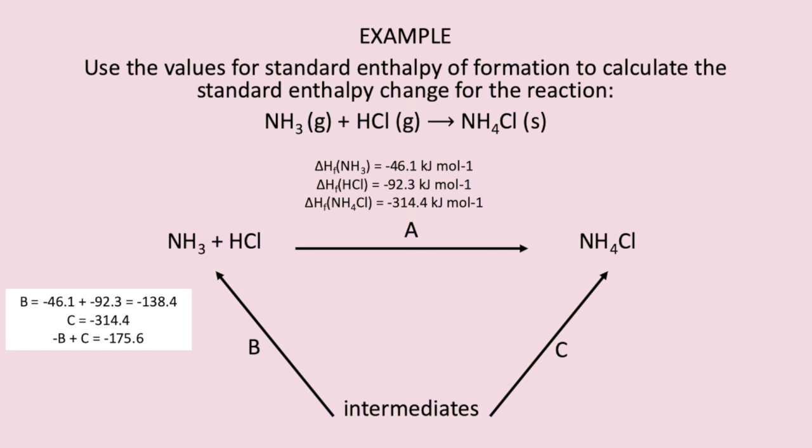We are given the standard enthalpies of formation, therefore our arrows must point up. We can use the given values to find the enthalpy change for both sides of the overall reaction. We're travelling the route B plus C. However, we go against the route of the arrow B, so we must flip the sign. So we do negative B plus C. This gives us the enthalpy change of A.